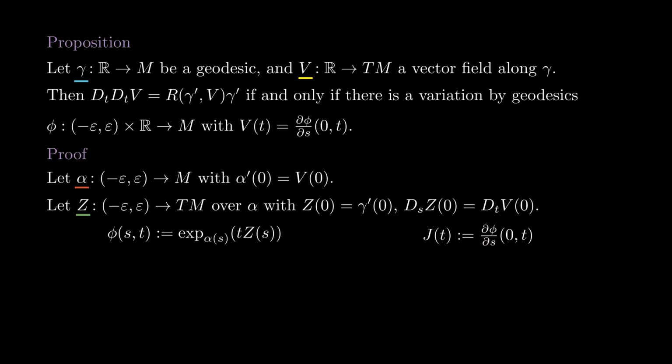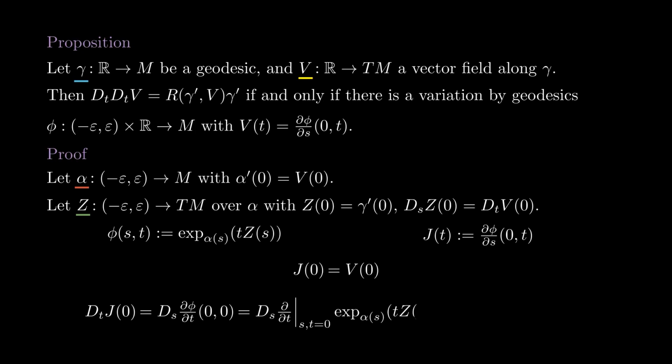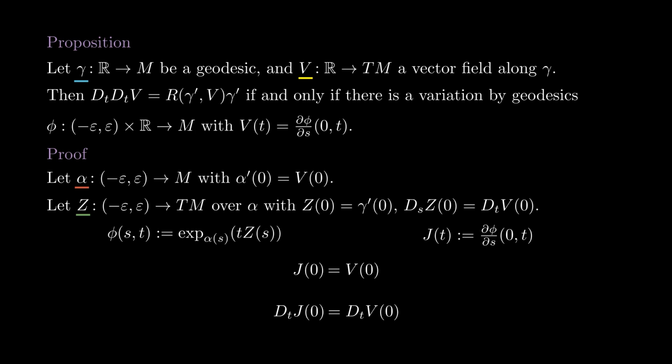Since the variation is by geodesics, J is also a Jacobi field, so all we need to show is that J and V have the same initial conditions. When we take partial phi partial s at (0, 0), it becomes the derivative with respect to s of alpha of s, which we chose to be V of 0. On the other hand, by the torsion-free condition, D_t J is D_s partial phi partial t. When t equals 0, this is the covariant derivative of Z with respect to s, which we chose to be D_t V of 0. This shows that J and V have the same initial conditions, so they agree everywhere. This finishes the proof of the proposition.